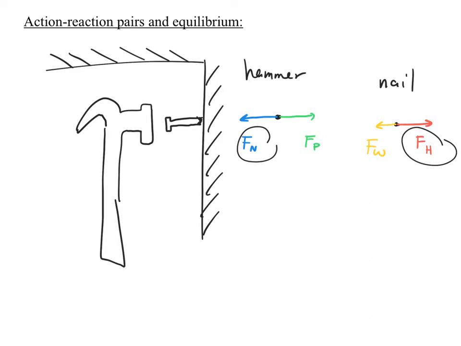I guess technically if we drew a free body diagram of the wall, the nail acting on the wall and the wall acting back on the nail, but that wouldn't be balanced either. The nails. And what about the person itself?